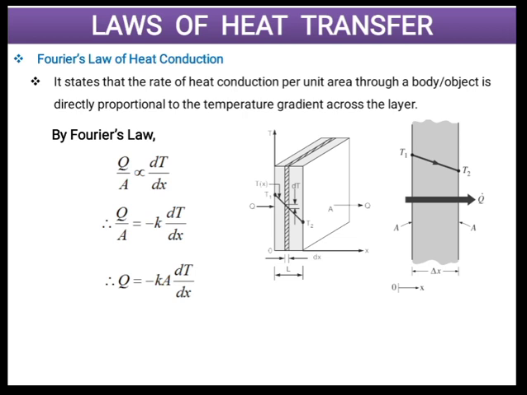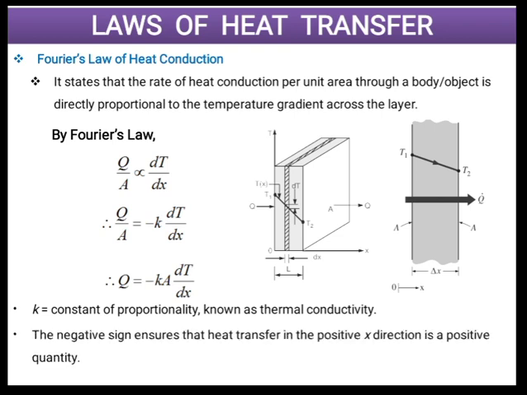So we can rearrange. We are interested in the heat transfer rate by conduction. So Q conduction is equal to minus kA dT by dx. Like I said, k is the constant of proportionality, known as thermal conductivity. The negative sign ensures that heat transfer in the positive x direction is a positive quantity finally, as per the second law of thermodynamics. Because we know that unless any process follows the first law as well as the second law of thermodynamics, that process cannot happen. Then let us move forward.